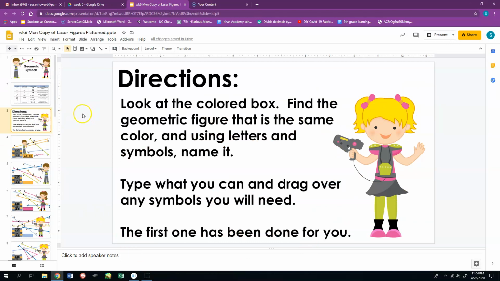Okay, so the directions for this activity. You're going to look at the colored box that is at the bottom of the page, and then find the geometric figure that is the same color, and using letters and symbols, name it. You're going to type what you can and drag over any symbol you will need. The first one has been done for you as an example.